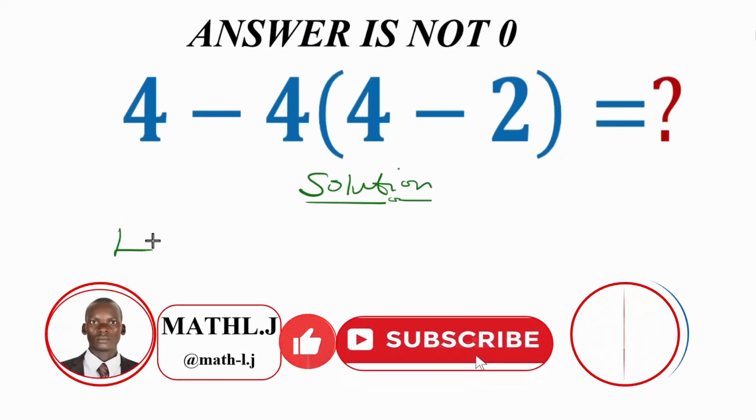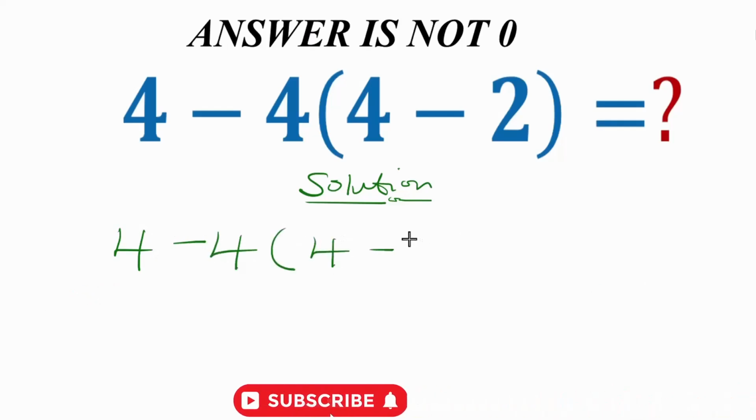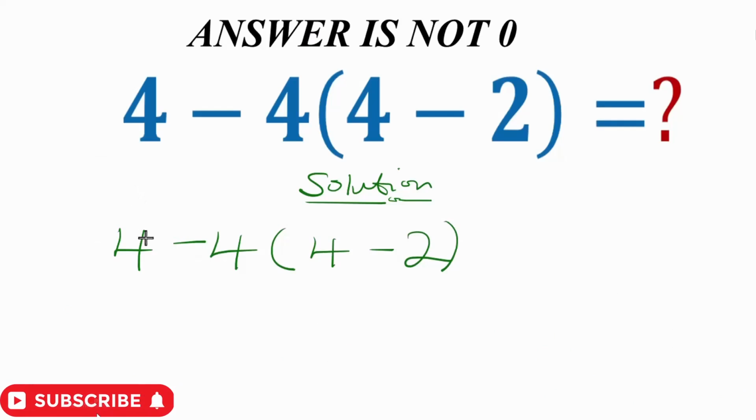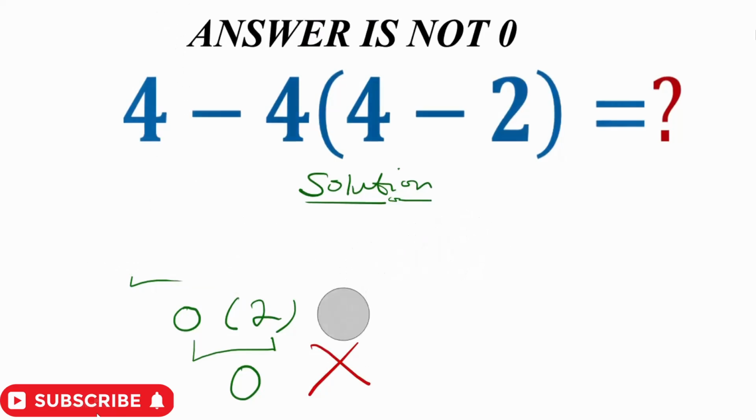So we have the 4 minus the 4 into brackets, 4 take away the 2. In reality, one can begin by getting the 4 minus 4, which gives a 0. Then in brackets here, 4 minus 2 to get a 2. Then when this 0 is multiplied by 2, we get a 0. But guess what? This answer is completely wrong. So let us have an approach which gives us the correct response to this expression after simplifying it.